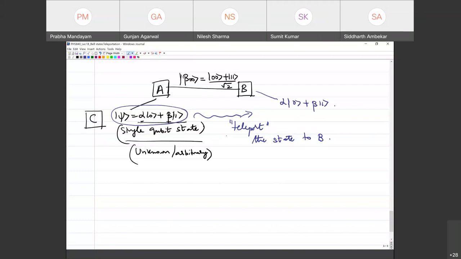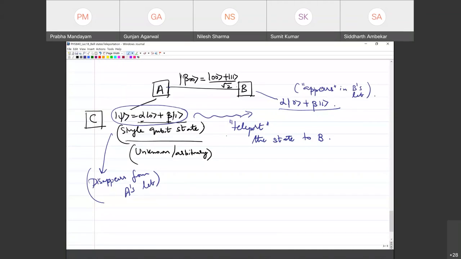Okay? So note that it is not that A has a copy of the state and she sends across another copy to B. No. The state effectively disappears from A's lab and appears in B's lab. When one says appears, remember now, let's count qubits, right? So A has how many qubits now? A has this entangled pair.